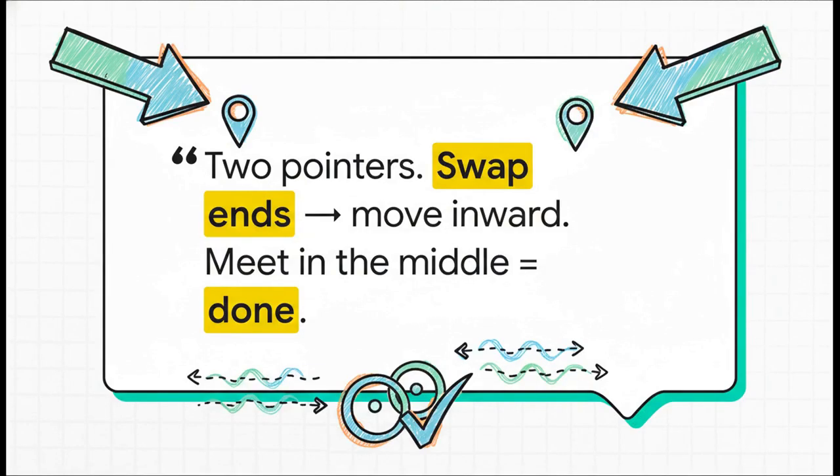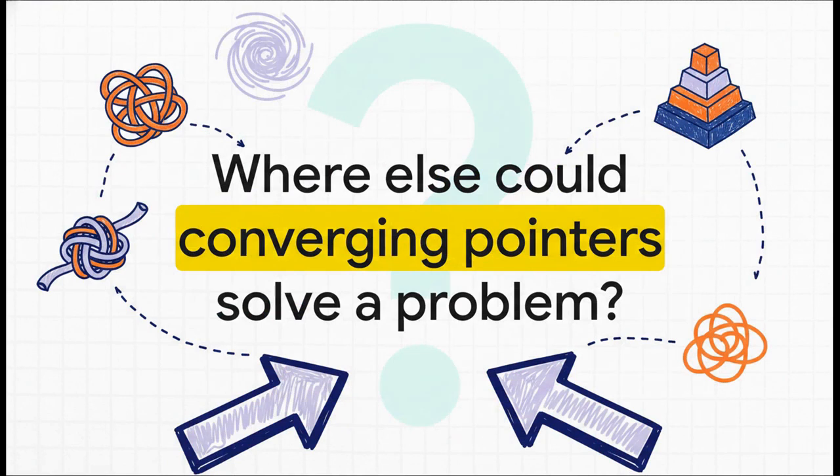So if you take away just one thing today, let it be this. This little phrase perfectly captures the entire soul of the algorithm. Two pointers, swap the ends, move inward, meet in the middle, and you're done. It's a mental model you can use forever. And that brings us to our final thought. We've seen just how powerful this pattern of converging pointers is for reversal. But this is just the tip of the iceberg. So the question I want to leave you with is this. Where else could you use this idea, starting at the ends and meeting in the middle, to solve other complex problems?